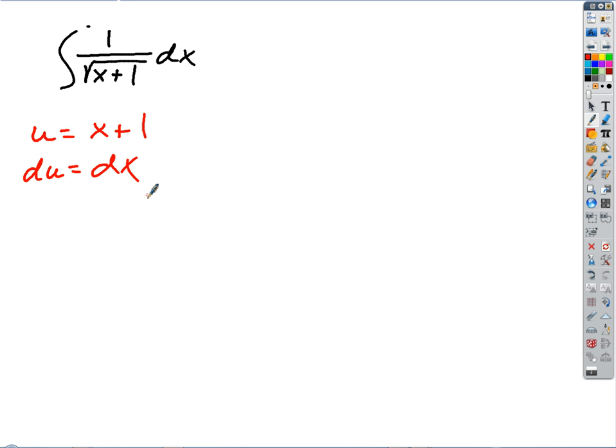We'll get there tomorrow for sure. Okay, so if I make my substitution, what do I get? X plus 1. 1 over. Okay, so I'm getting a du over the square root of u.